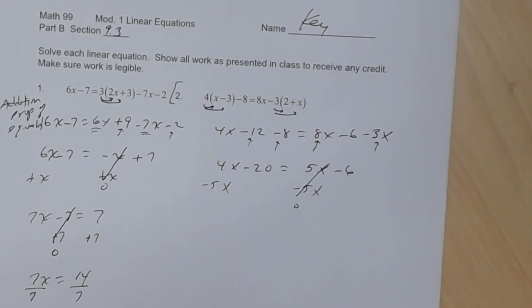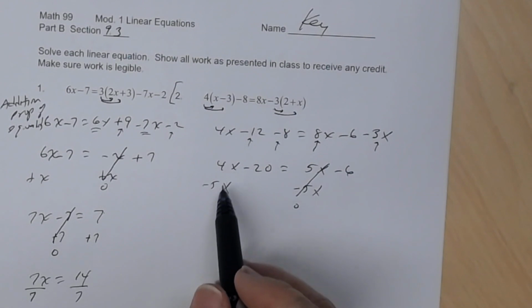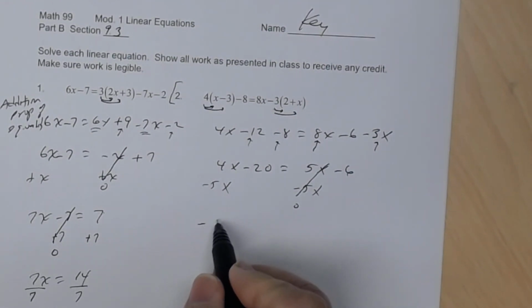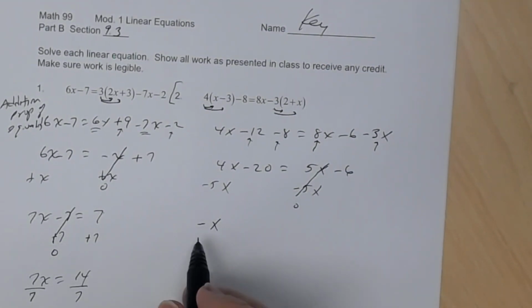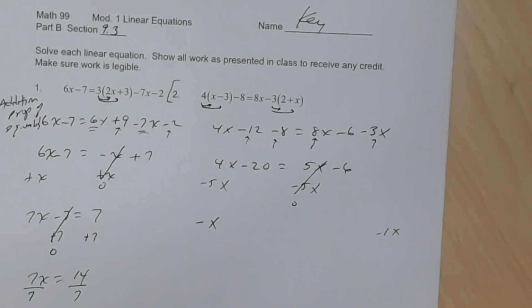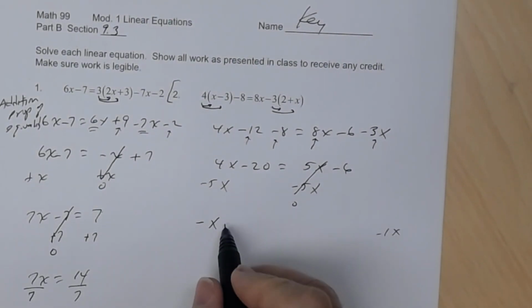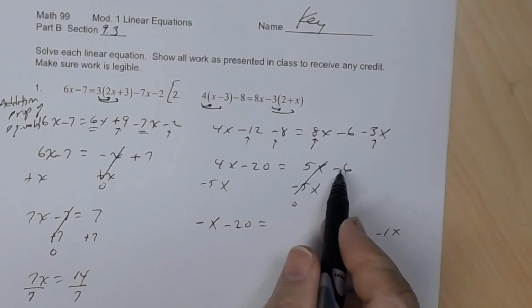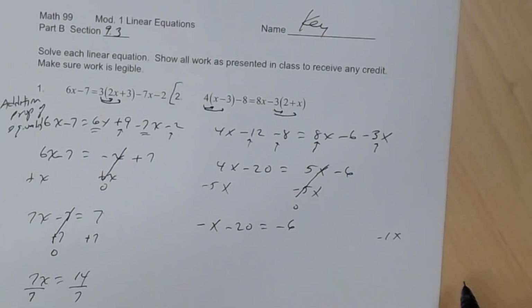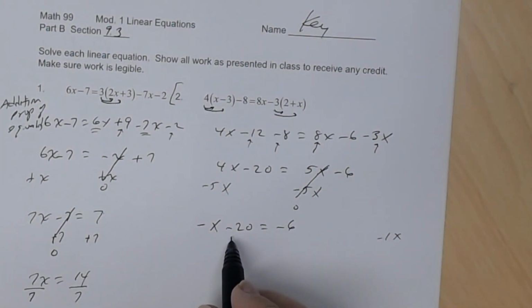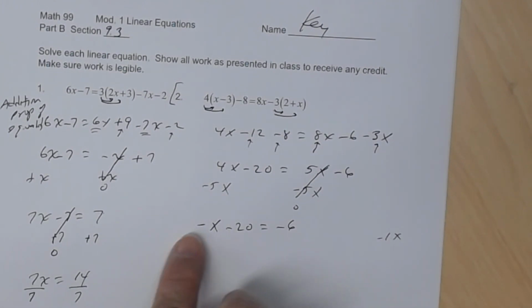Now the next step is to combine like terms. 4x and a negative 5x is a negative x, which means the same thing as negative 1x. Keep that in mind. And so I get negative x minus 20 equal negative 6. Now, the next step, remember, you bring all the variables to one side, constants to the other. So let's bring the constant to the right side.